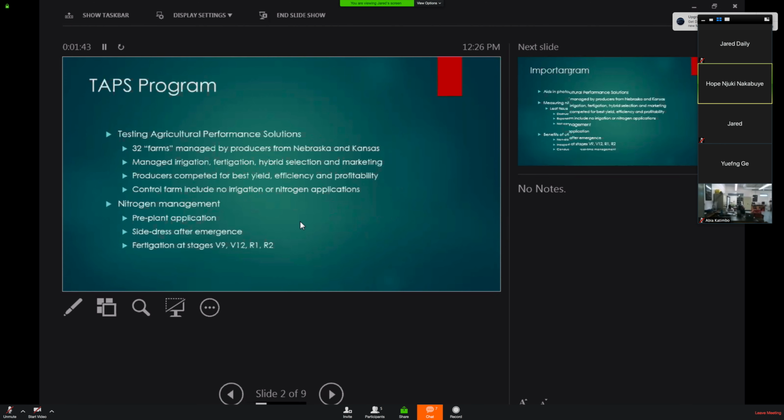Included in these farms, we have control farms that are not managed at all. They're just there with the corn growing without irrigation or nitrogen or anything else. And the types of nitrogen management that the farmers can make decisions on include pre-plant application, side dress application after emergence, and then 4 different fertigation applications during the growth period of the corn, at V9, V12, R1, and R2.